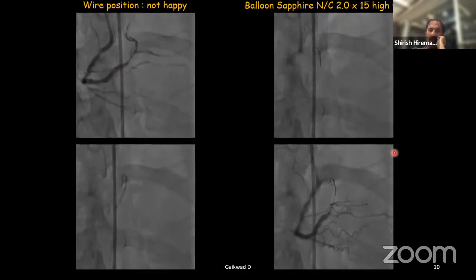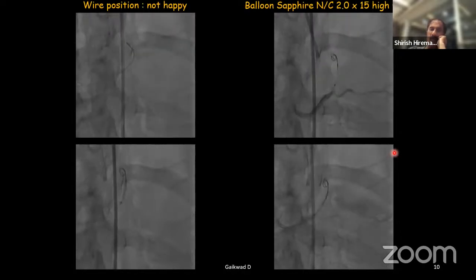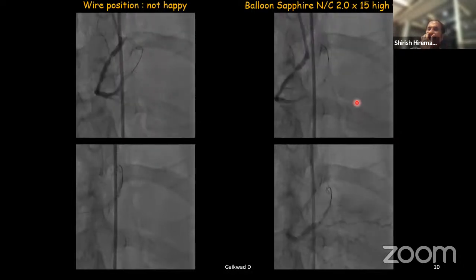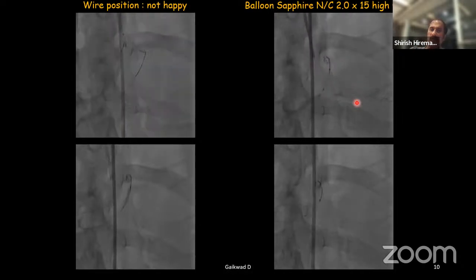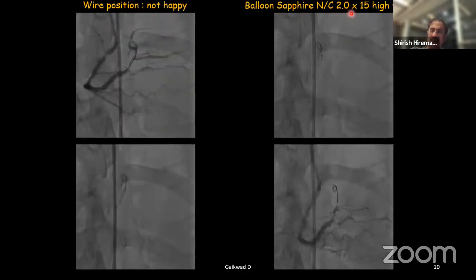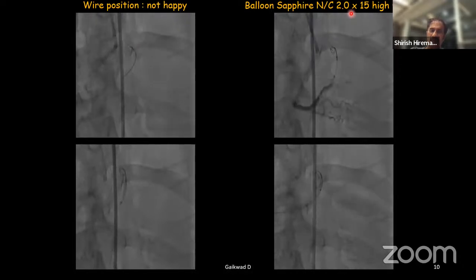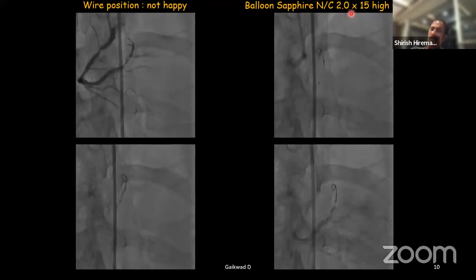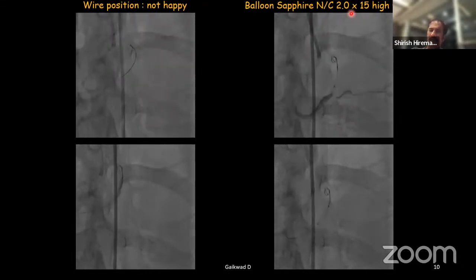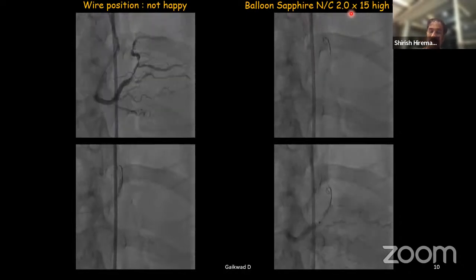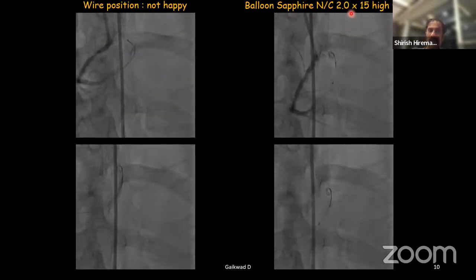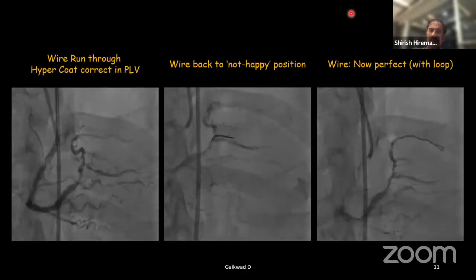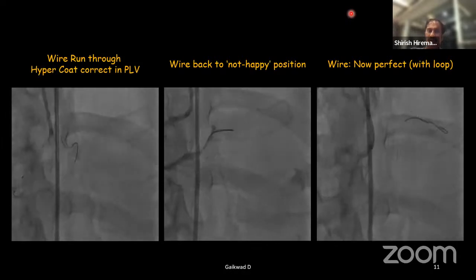So we are actually trying to get the wire. This was 2 into 15 NC balloon. I many times use these NC balloons because you can go very high pressure, and the crossability is not as good as a regular balloon, but I think the end result they achieve is really good. But in this case, we really struggled.